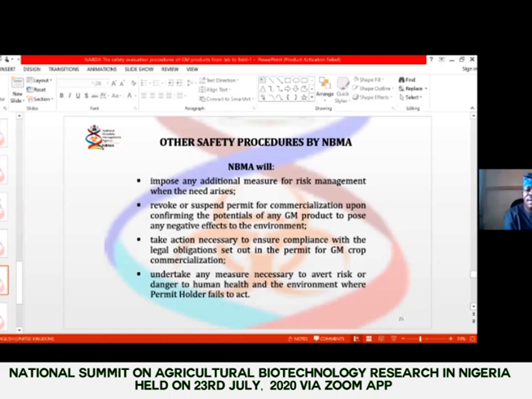Other safety procedures by NBMA: we can impose any additional measures for risk assessments when the need arises; revoke or suspend a permit for commercialization upon confirming the potential of any GM product to pose any negative effects to the environment, and this is not disclosed by the permit holder; take action necessary to ensure compliance with the obligations set out in the permit for GM crop commercialization; and undertake any measures necessary to avoid risk or danger to human health and the environment where the permit holder fails to act.